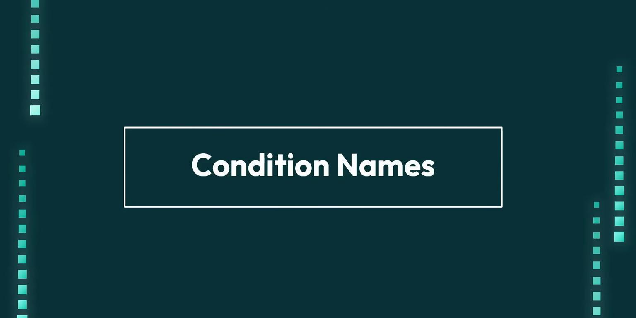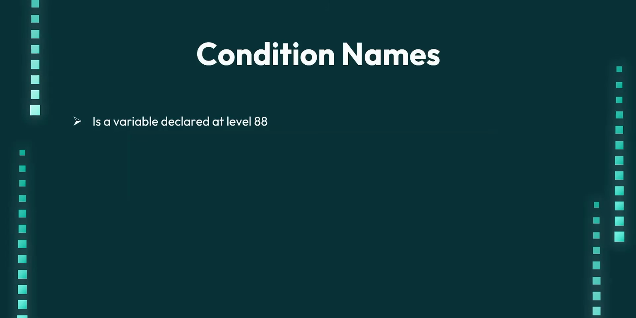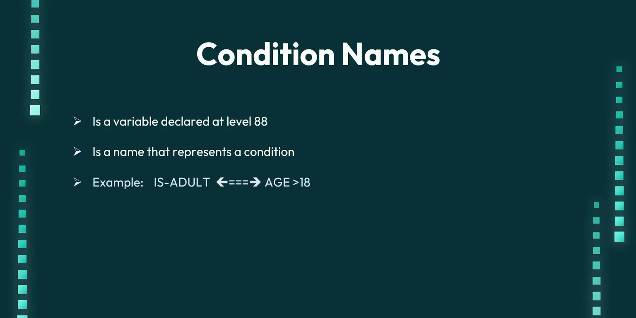In this lesson, we'll focus on level 88 variables. This type of variable is called a condition name. A condition name is simply a name that represents a condition. For example, the variable is adult could represent the condition age is greater than 18. Let's look at an example right away to understand how this type of variable works and why it's useful.